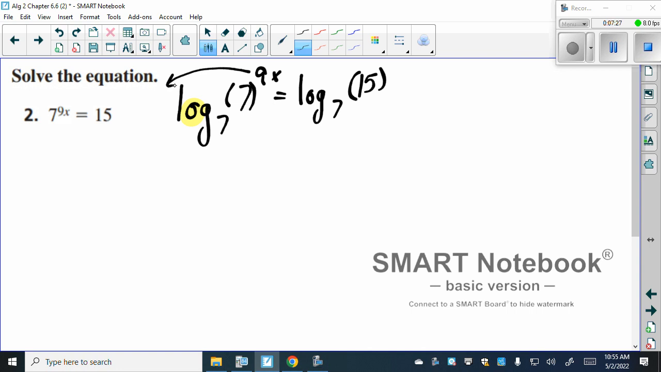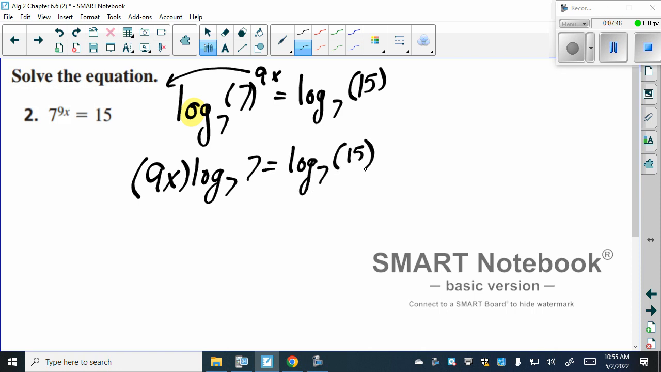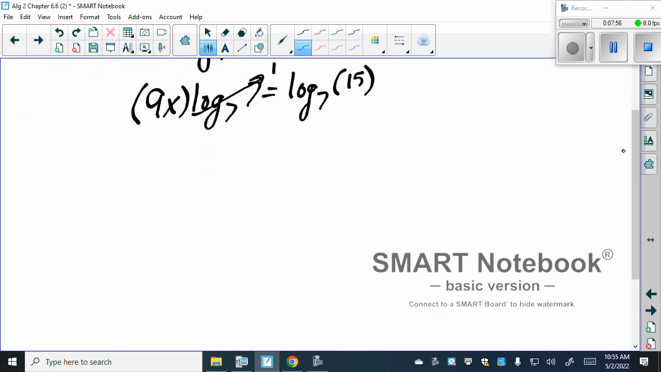Because any time we have something inside of a logarithm to an exponent, we can move the exponent out front, telling us that we have 9x times log base 7 of 7 equals log base 7 of 15. And we know that whenever the base and what's inside the logarithm are the same, it reduces to 1. Really telling us that 9x equals log base 7 of 15.